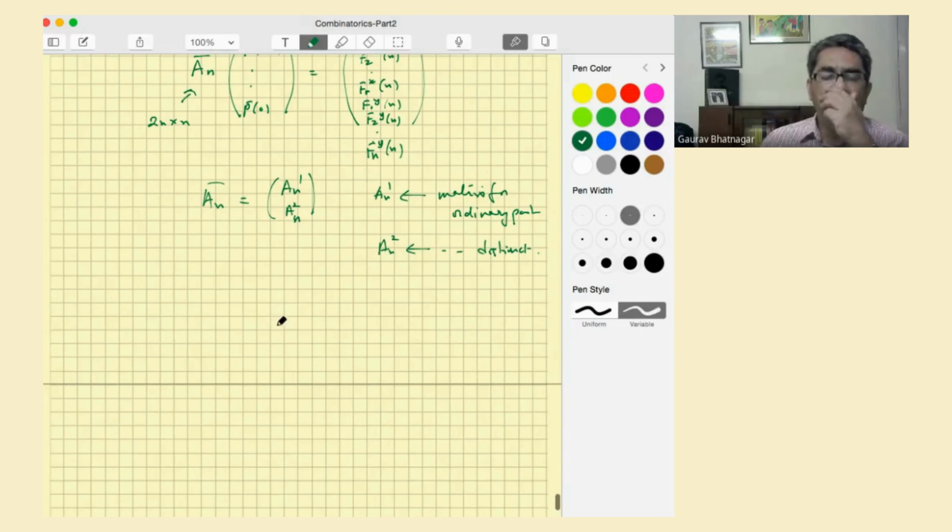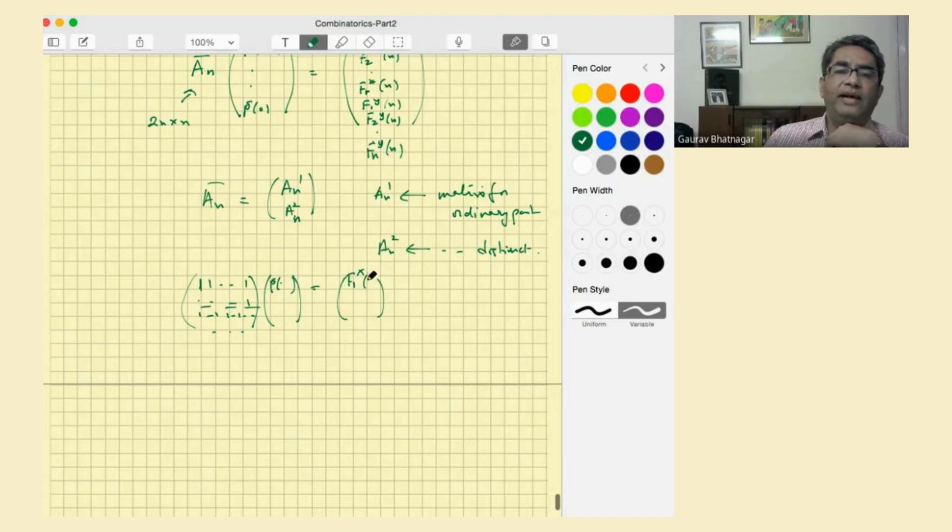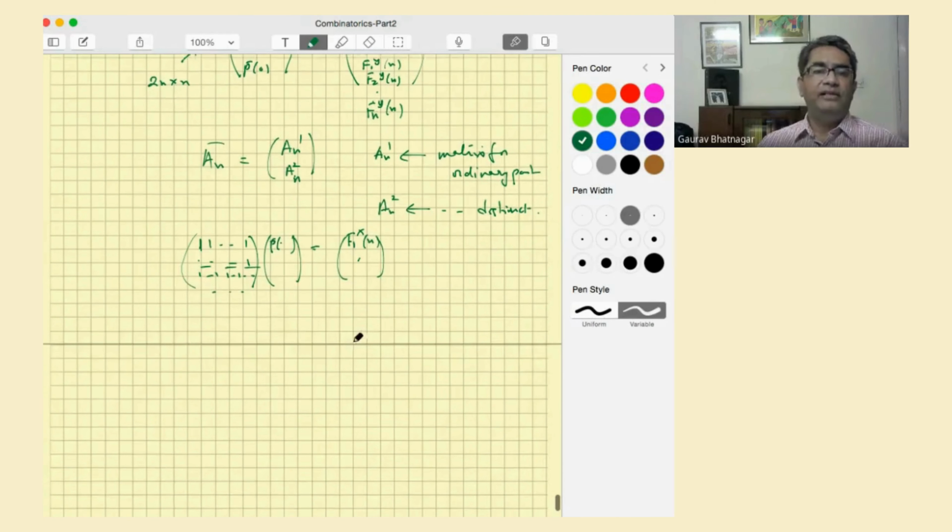What we are getting is that if you take all the rows of the ones, and then you take all the rows of the alternating signs, and then when you multiply by p bar, the first n will give you f1x, f2x, and so on, and the next n will give you the y's, f1y, f2y, and so on.